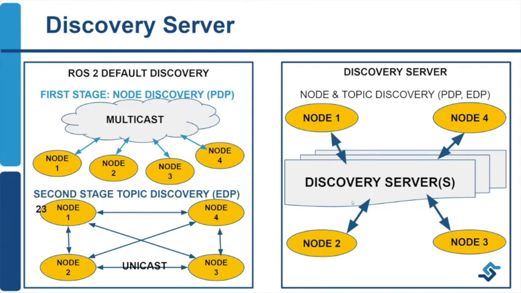In those cases, you can set up a discovery server, and the nodes are going to register themselves in the discovery server. That can be redundant. You can have one or many discovery servers. And during the discovery phase, they are going to use the discovery server to discover the other nodes, and afterwards are going to talk to each other directly.